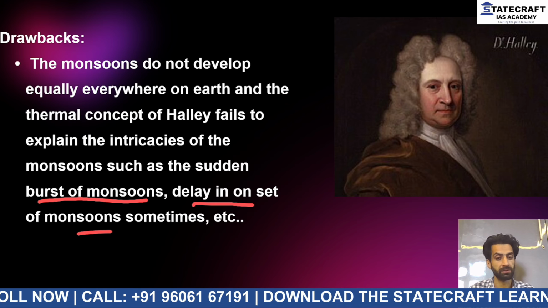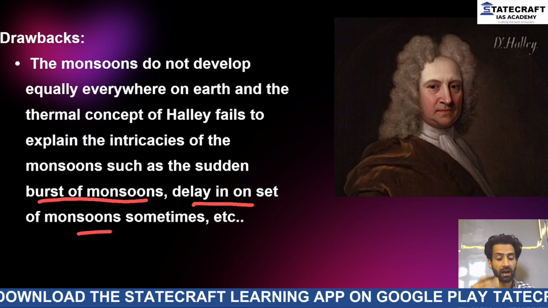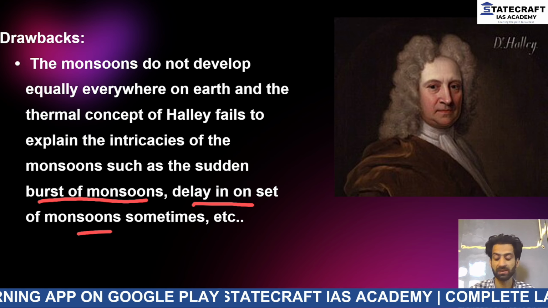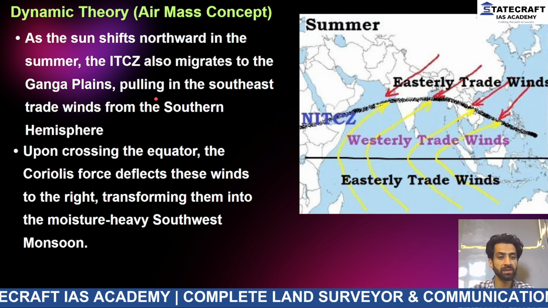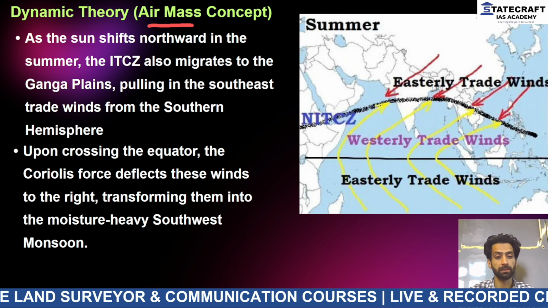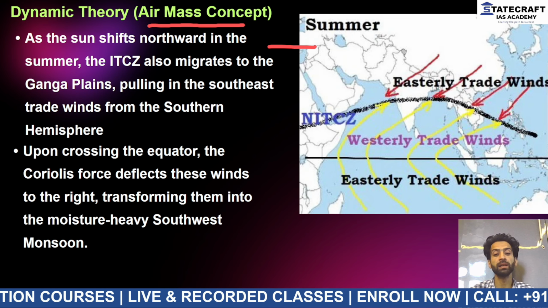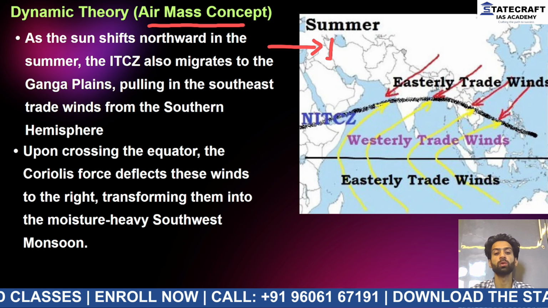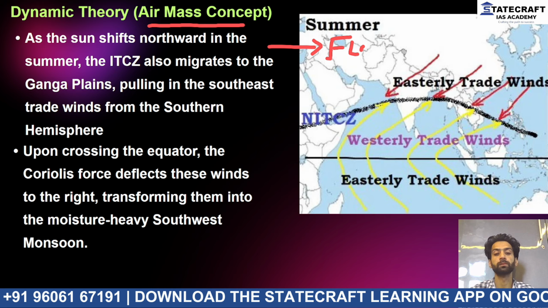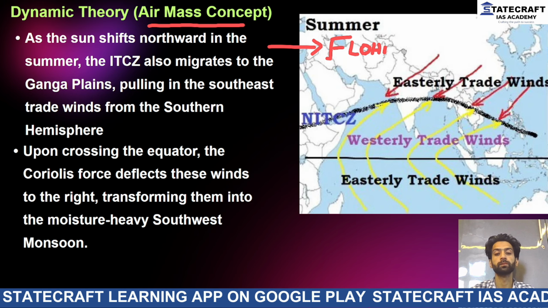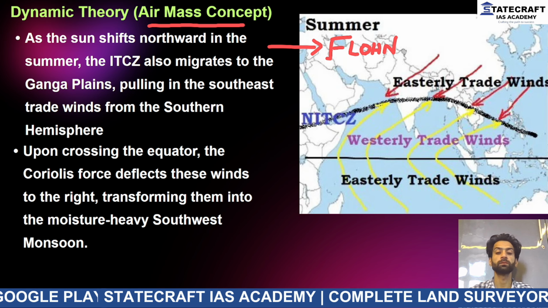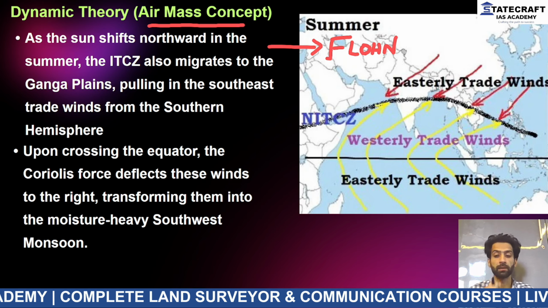Subsequent theories developed. One by one we will see how each and every theory explains things. The next theory we are going to discuss is the air mass concept. And the pioneer of this theory is known as Flohn. He gave the concept of air mass.